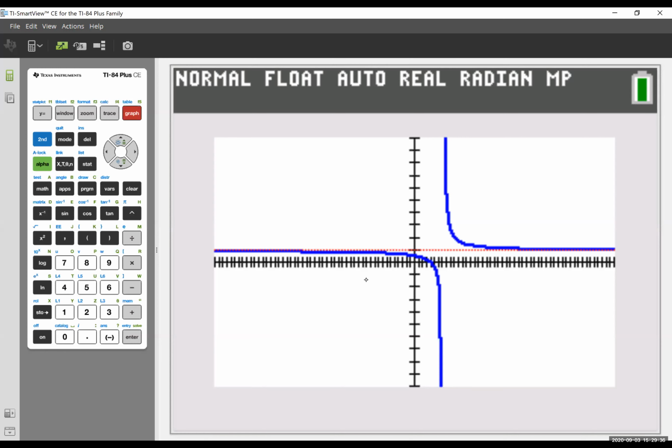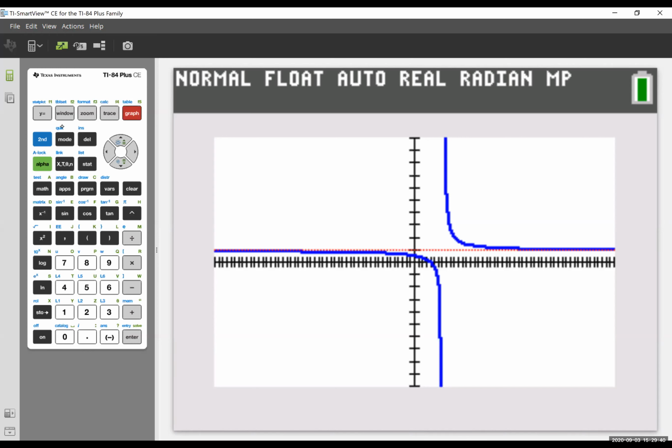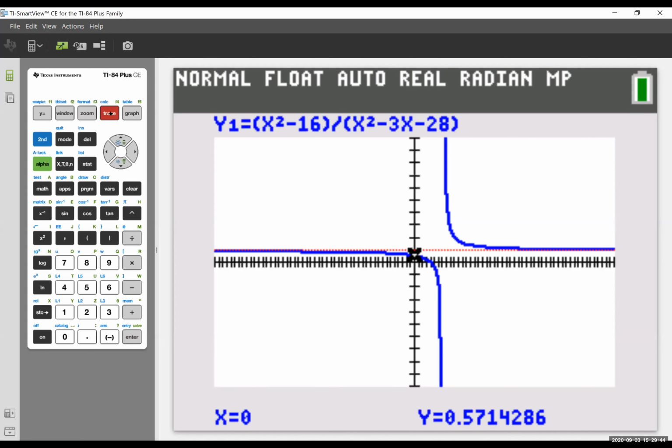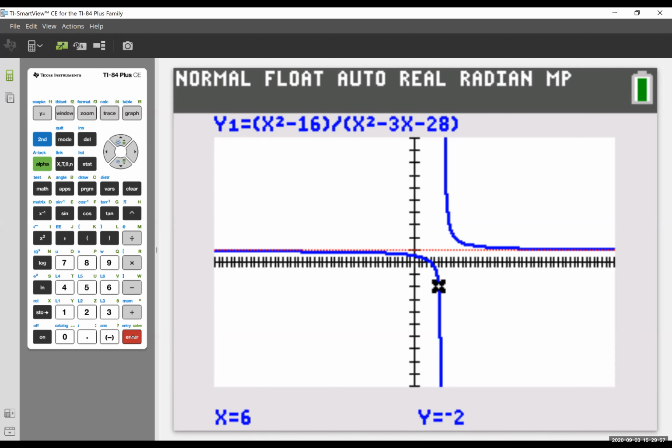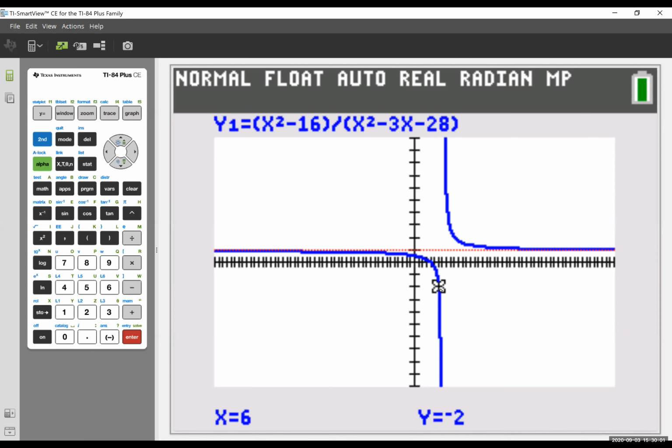It's a little nicer for me to try to interpret. So I could play around there. We could use the trace button in that sense. And I'll show you at x equals, what did we say? I'll say x equals 6, just so that you guys can see. You'll notice at x equals 6, it shows you the corresponding y value and where it's located.